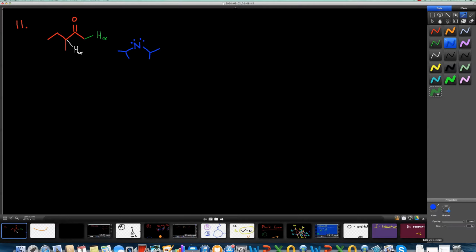So we're going to start with number 11. This is an aldol condensation. And so the first piece of information we need is which of these alpha protons are we going to remove. So you've got a choice between the one rendered in green and the one rendered in white. The one rendered in green is more accessible.